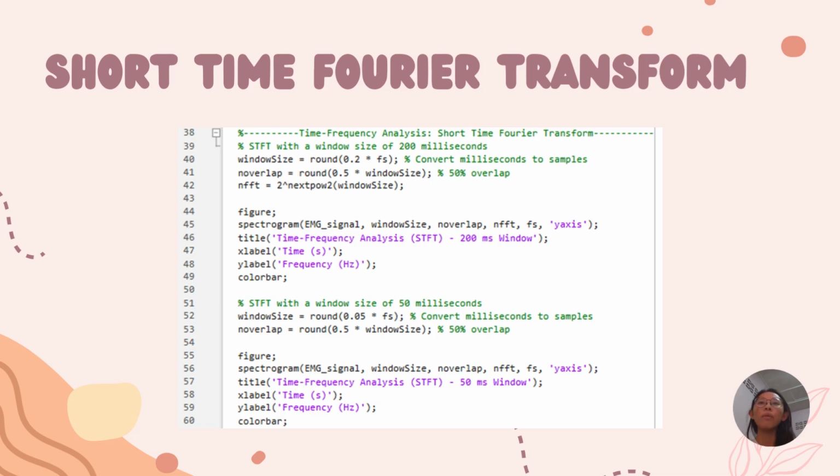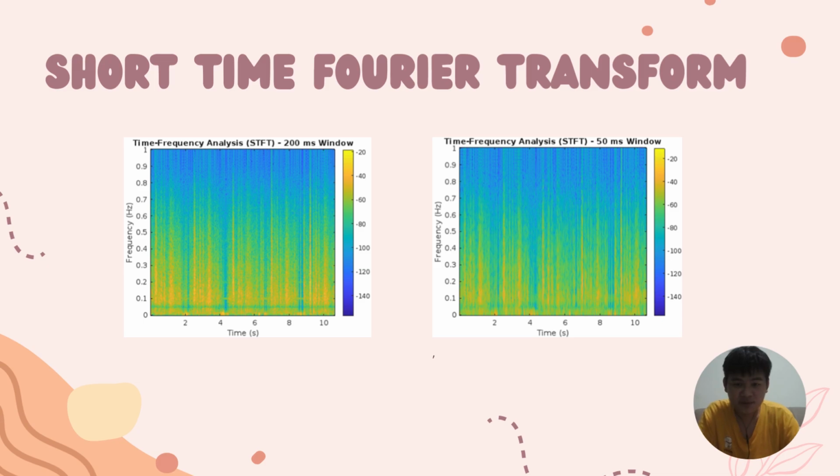Then we perform short-time Fourier transform with window sizes of 200 millisecond and 50 millisecond. Window size is the number of samples in each window. Overlap means 50% overlap between adjacent windows, and NFFT is the number of fast Fourier transform points. Next, the results are plotted using spectrogram. The spectrogram provides a time frequency representation of the EMG signal with a 200 millisecond and 50 millisecond window. Later, I will explain their difference.